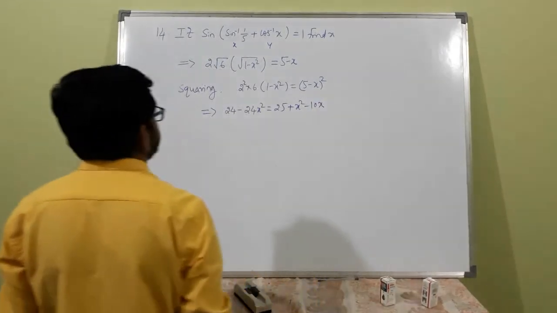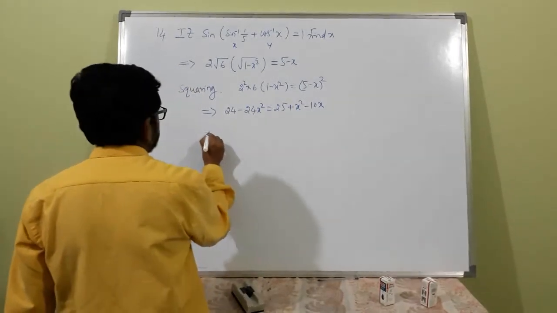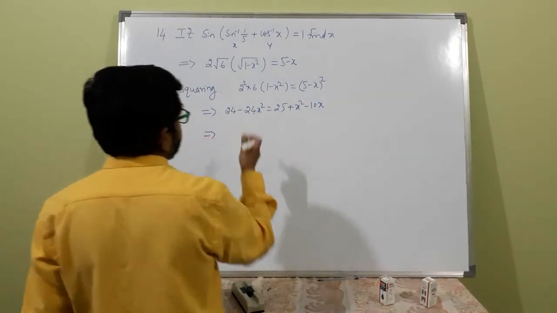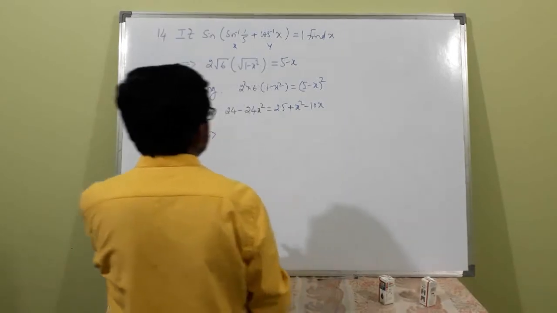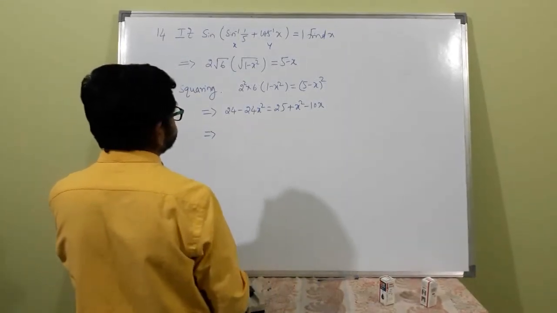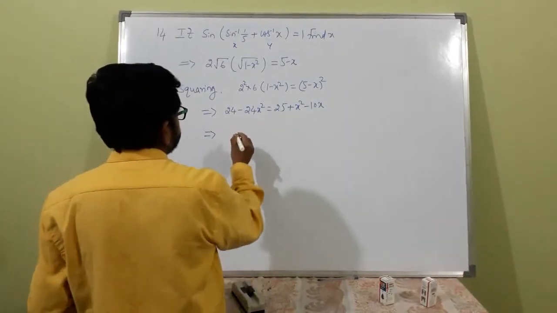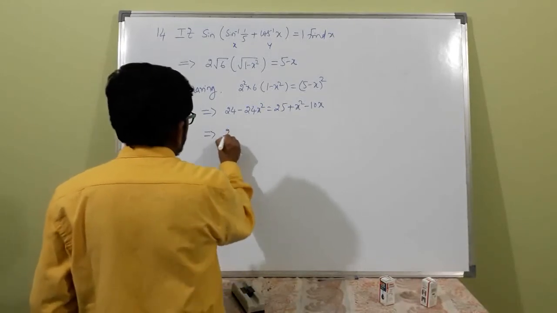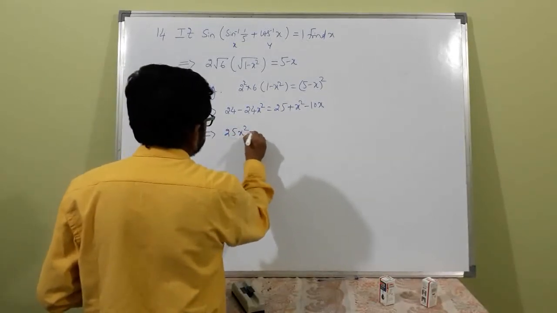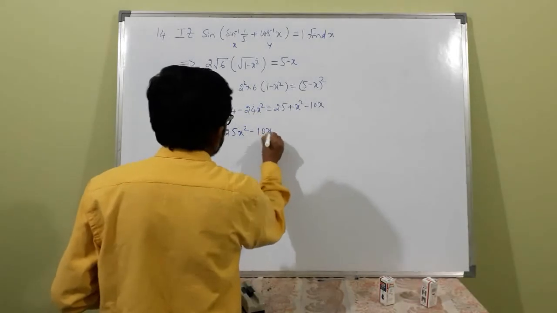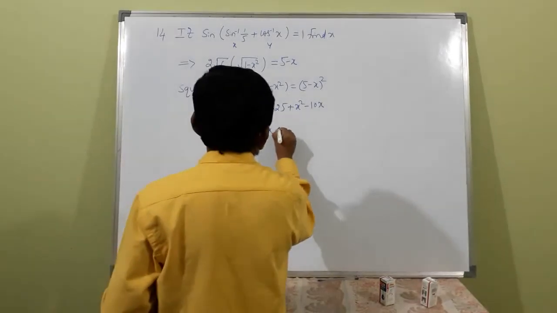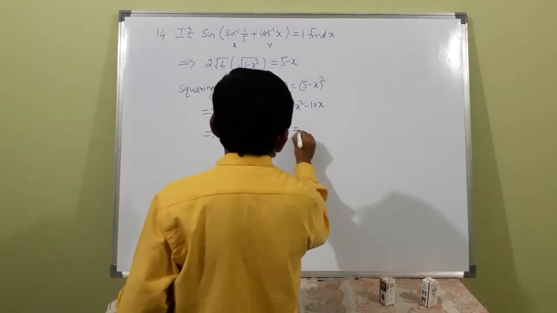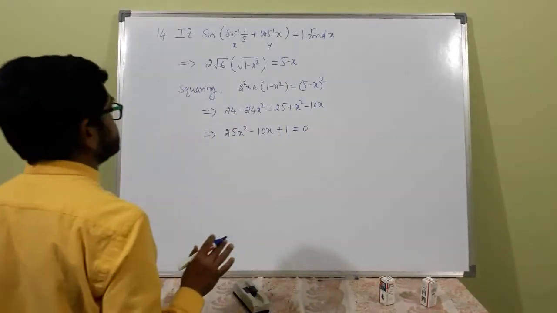That implies, if you bring it to the other side, that is 25x squared minus 10x plus 1 is equal to 0. Is it correct?